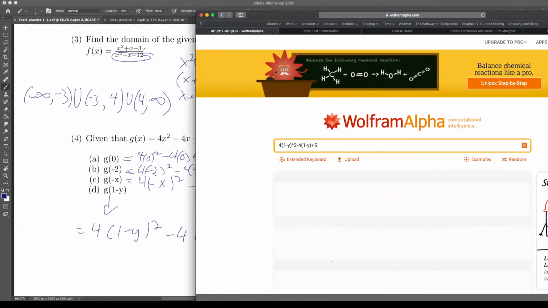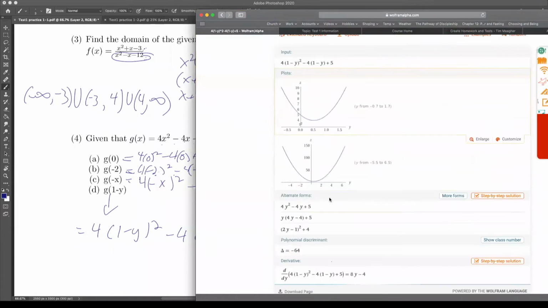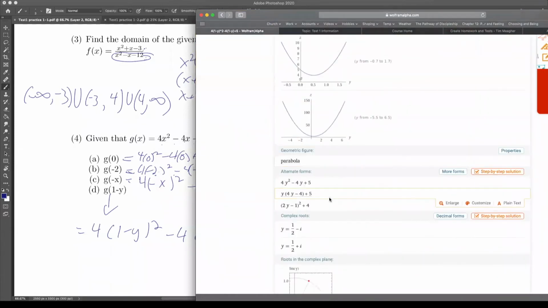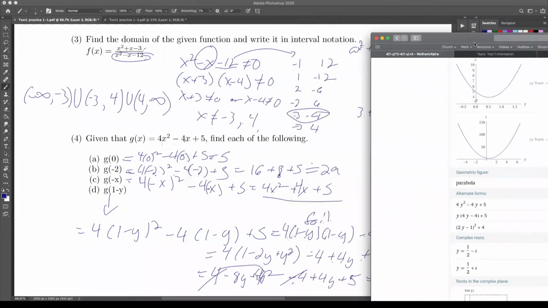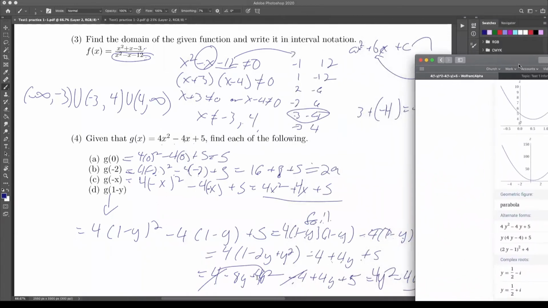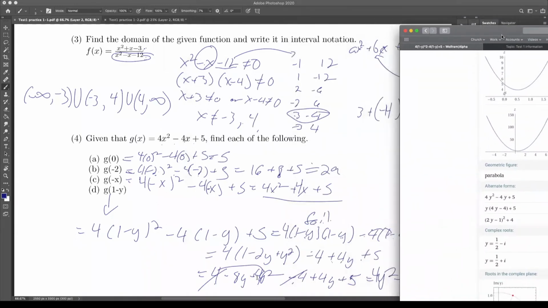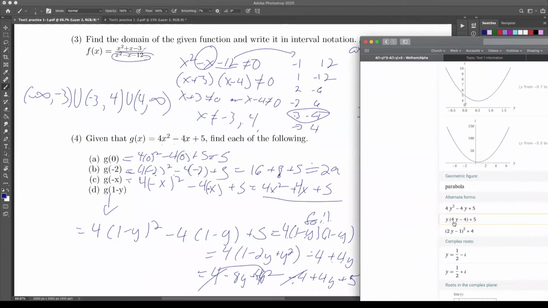You just type it in. Here you go. And so here, you're just under alternate forms. You should see what we got here. So we have 4y squared minus 4y plus 5. And so that's a good way we can say we did it correctly. Okay. So it's always good to check.